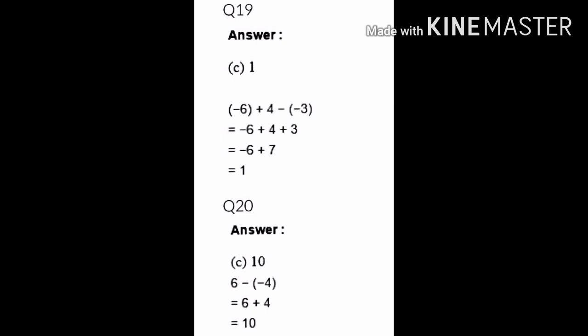So it will be 1. Okay. Question number 20. 6 minus minus 4. So there are two negative signs. It will be 6 plus 4. That is equal to 10.